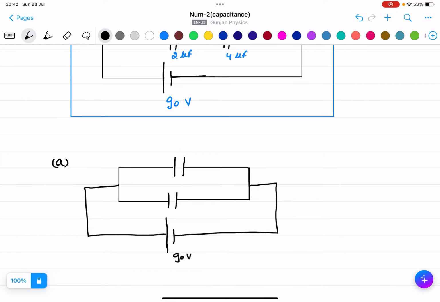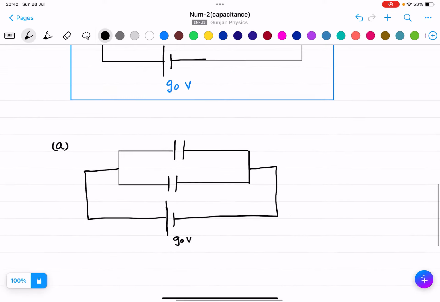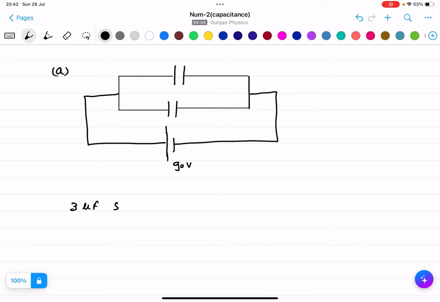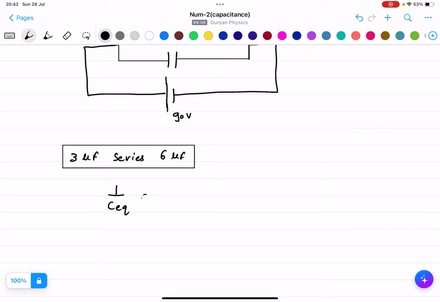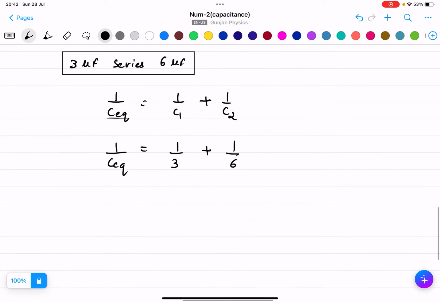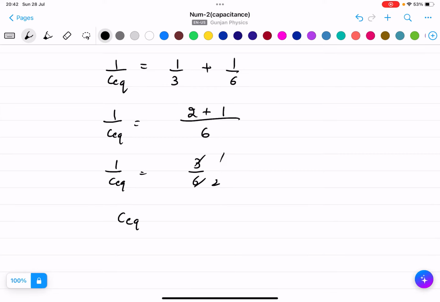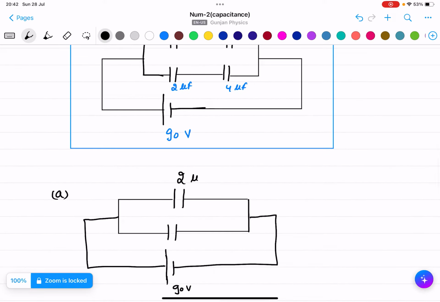Okay. So I need to calculate first 3 microfarad in series with 6 microfarad. For this, I need to put the formula: 1 by C equivalent equals 1 by C1 plus 1 by C2. That means 1 by C equivalent equals 1 by 3 plus 1 by 6. Taking the LCM, 1 by C equivalent equals 3 by 6, that means 1 by 2. So this one is 2 microfarad.